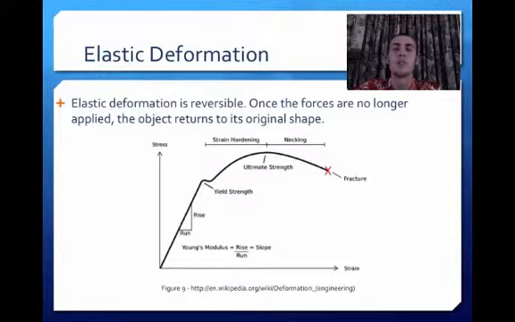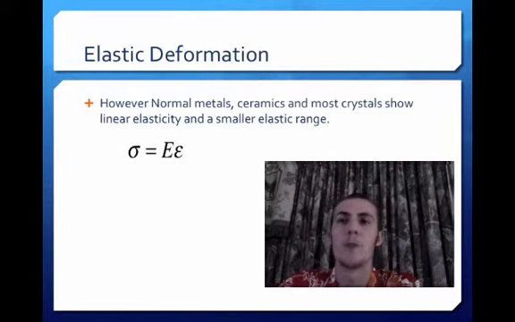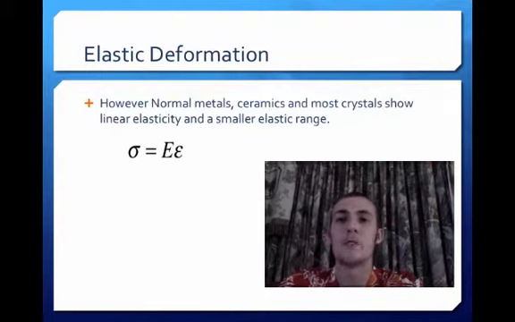Materials such as elastomers and rubbers have high elastic deformation ranges, which means they are able to experience significantly more strain before elongation becomes permanent. However, normal metals, ceramics, and most crystals show linear elasticity and a smaller elastic range, where sigma is the applied stress, E is Young's modulus, and epsilon is the resulting strain. This relationship only applies in the elastic range.